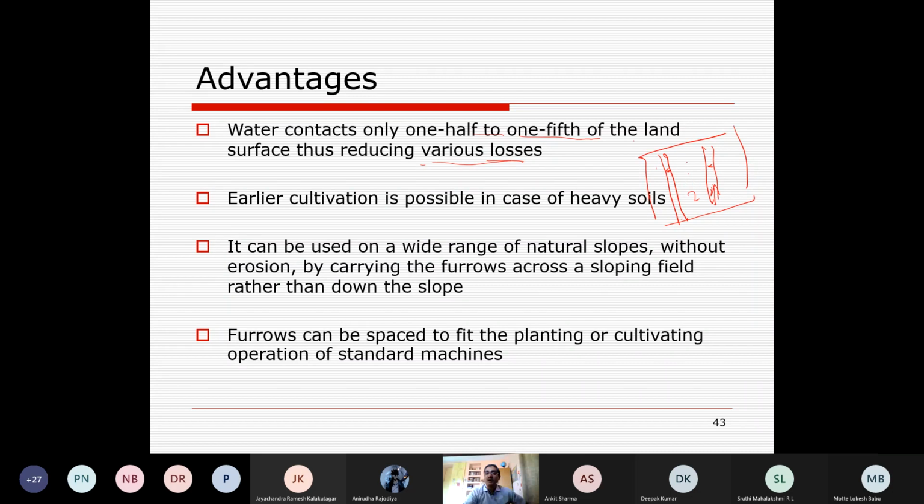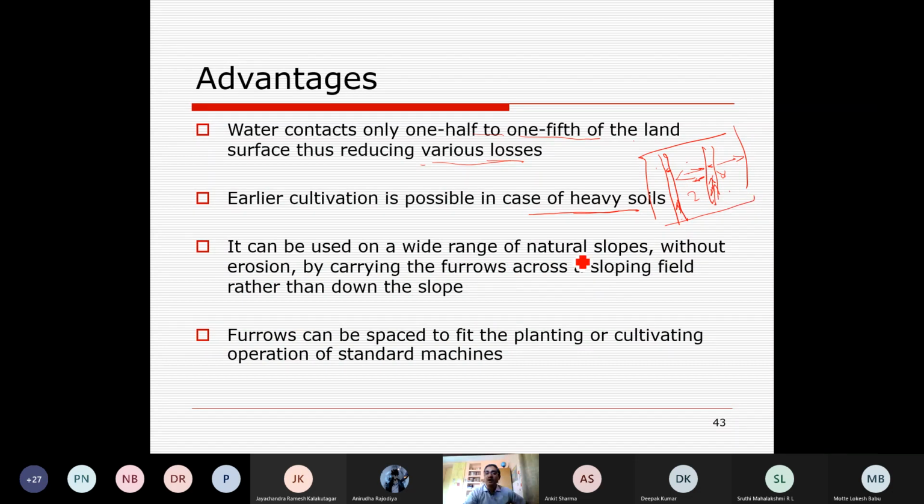Earlier cultivation in case of heavy soils. Reason being, heavy soils are slowly taking water and slowly releasing water. So it is possible when it is furrow, half of the area is only applied with water. So early cultivation is possible in between the area in black soils or heavy soils.